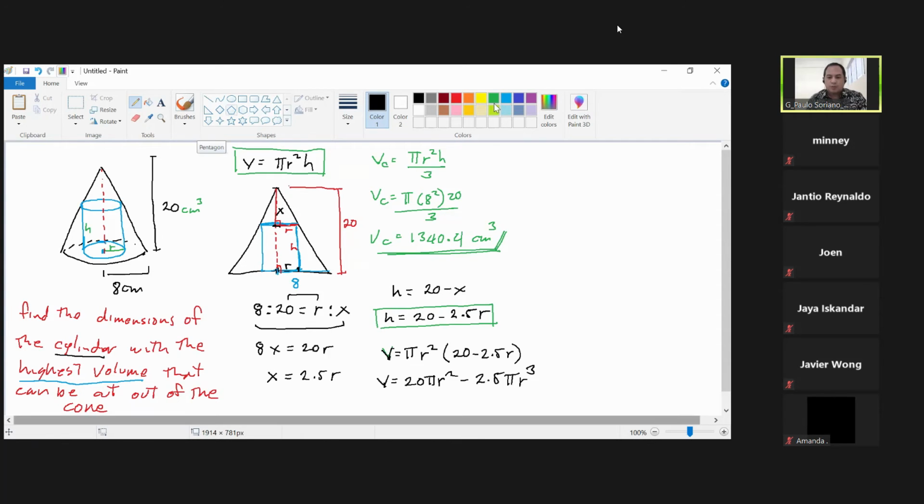So this is what we are going to use. What's our goal? The highest volume. So highest volume means we need to, what do we need to do to get the maximum? Maxima. Okay, we need to locate or solve for the maximum value of the radius. The maximum will now be found using v prime. V prime of this one is what?